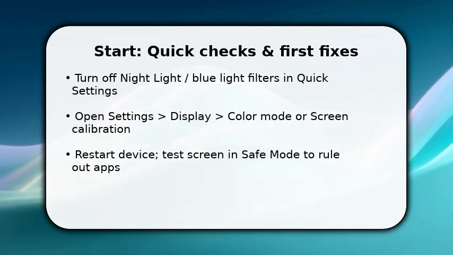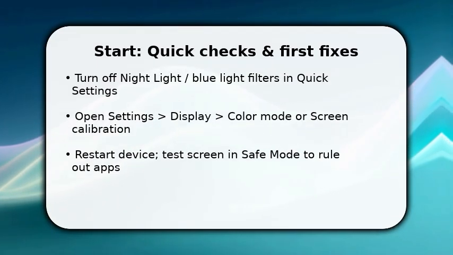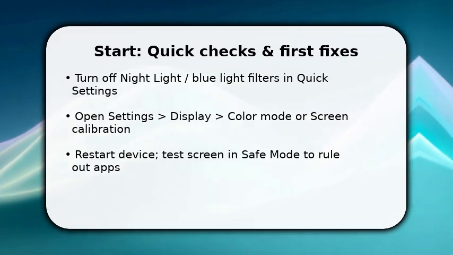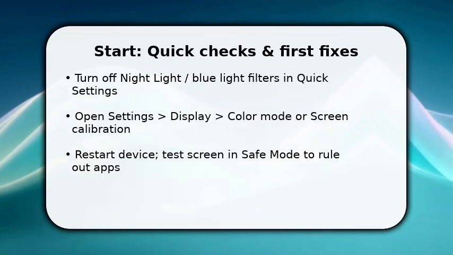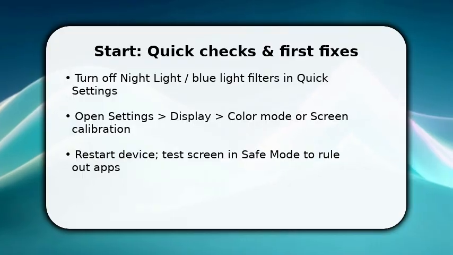You begin by eliminating easy software causes. Turn off night light and any blue light filters, then restart the phone to clear temporary glitches. Next, go to Settings Display and try available color modes or calibration sliders. Choose Natural or adjust tint if offered.